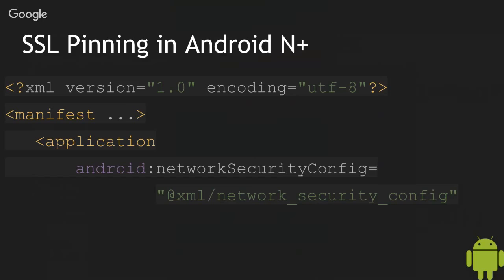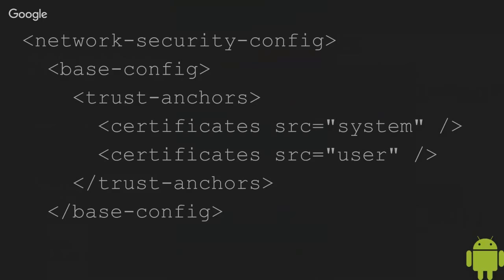And from Android N+, it's quite straightforward. So basically, you need to specify in your manifest a link to an XML file with a definition of which sites you trust and how. And this example file looks like that.